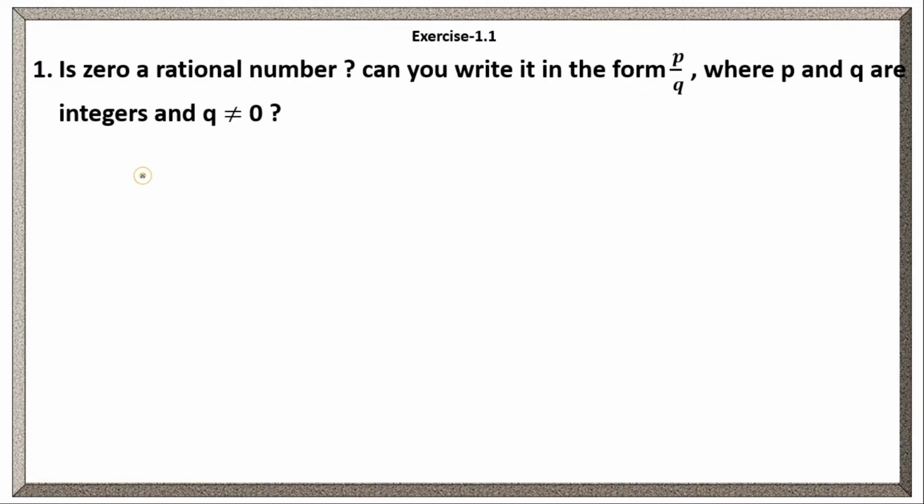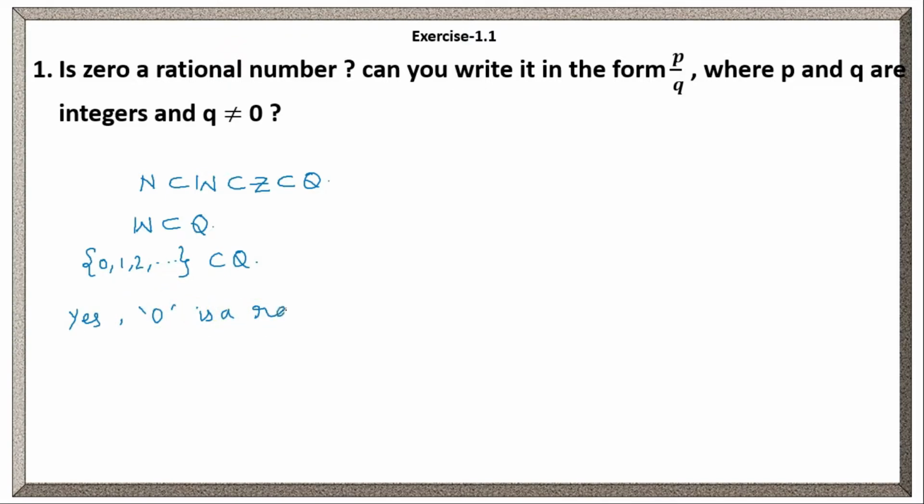All the natural numbers are a subset of whole numbers. All the whole numbers are a subset of integers. All the integers are a subset of rational numbers. That means whole numbers are a subset of rational numbers, or not? Yes. That means 0, 1, 2 and so on are a subset of rational numbers. 0 belongs to rational numbers only or not? So 0 is a rational number.